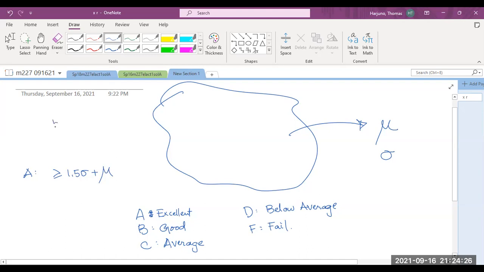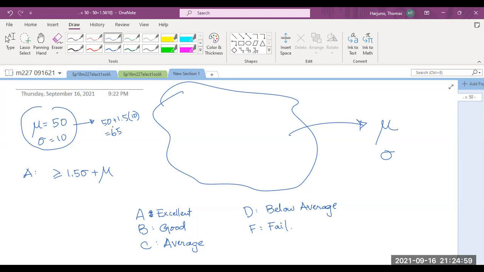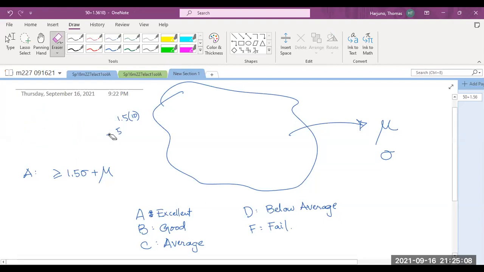So let's say the class average is 50, and the standard deviation is 10. If your average is more than 50 plus 1.5 times 10, that's 65, right? So if all your tests and quizzes put together turn out to be 67, you get that A. Oh, Thomas, that's really nice. Oh, not too fast, not too fast.